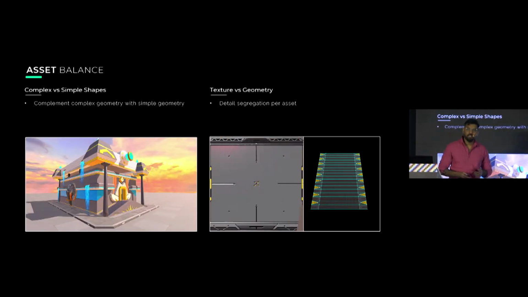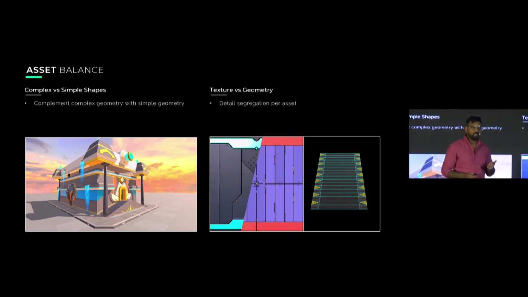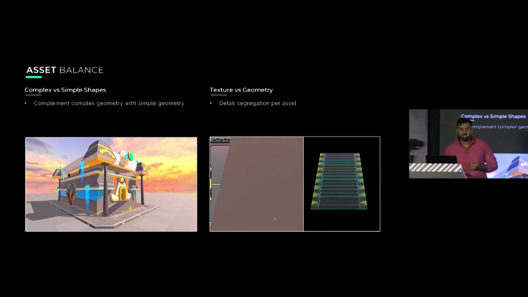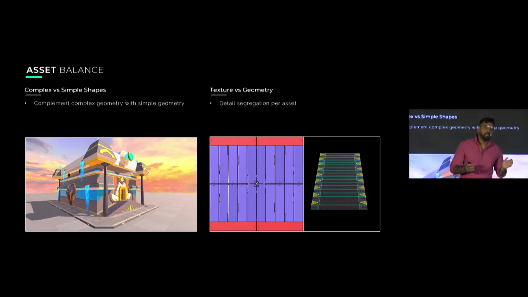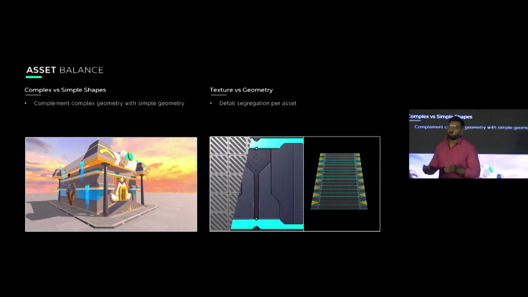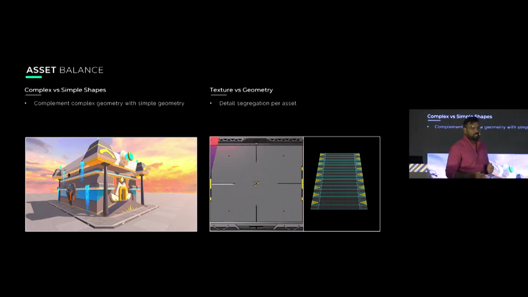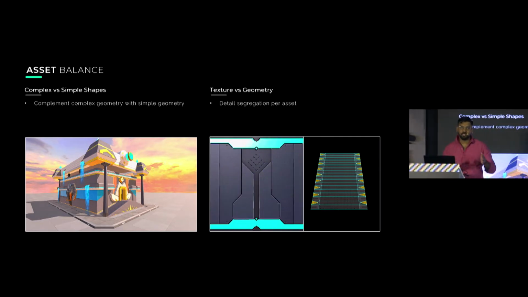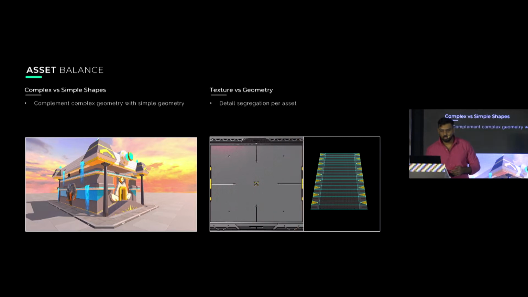Moving forward, one of the key things we need to find is what is your asset balance. You need to complement the complex geometry with the simple geometry, as reducing the overall vertex count will help you in performance gains later on. Also, at Indus, we do have an extensive list of things which we do in textures rather than in geometry. This, in turn, also helps us in reducing poly count.